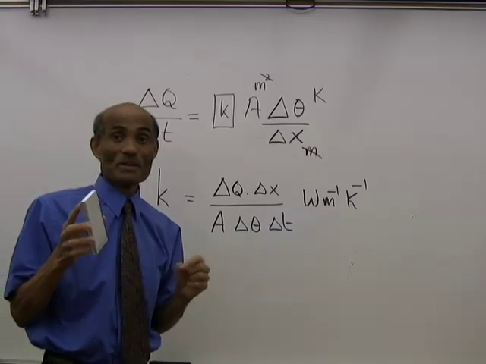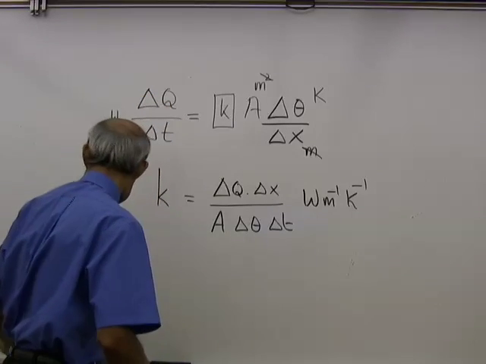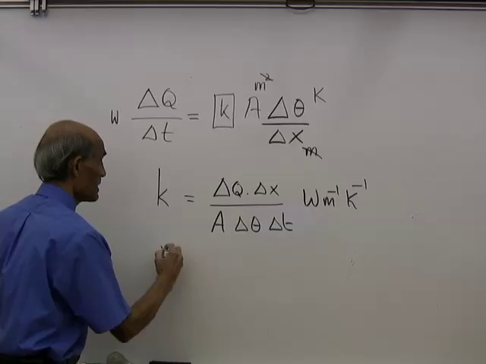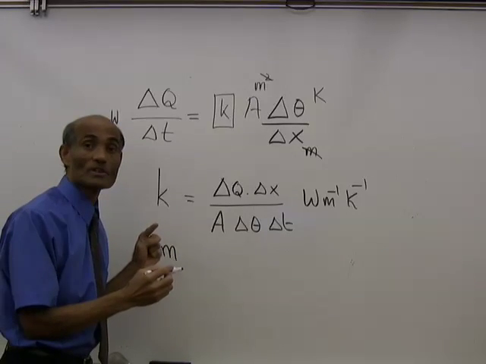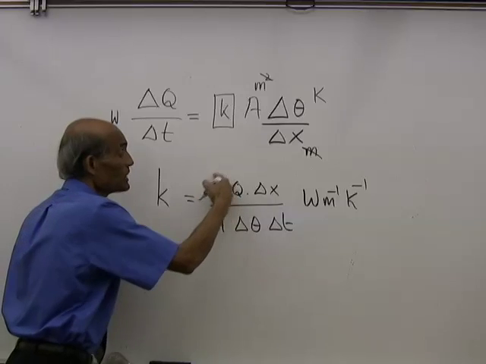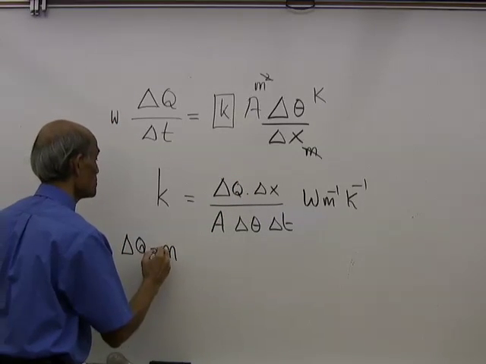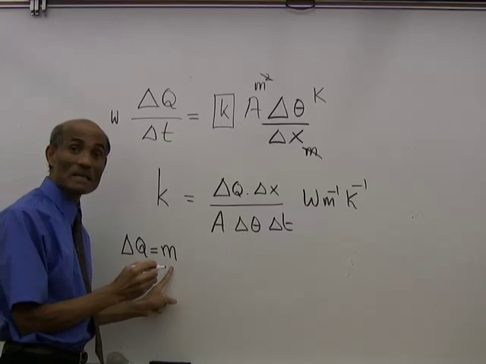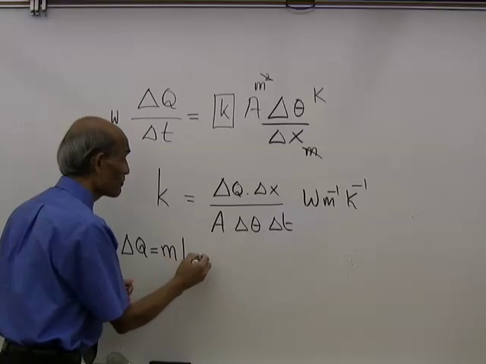Now, if m kilogram of ice melts due to the amount of heat delta Q, then that delta Q will be equal to the mass of ice melted multiplied by the latent heat of fusion.